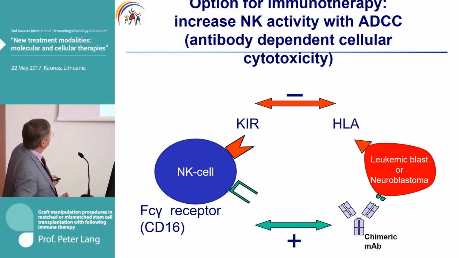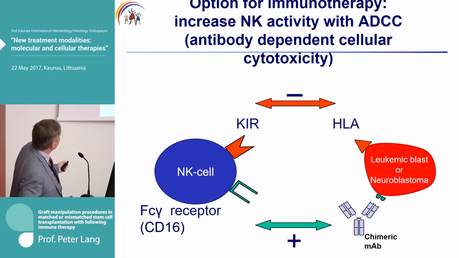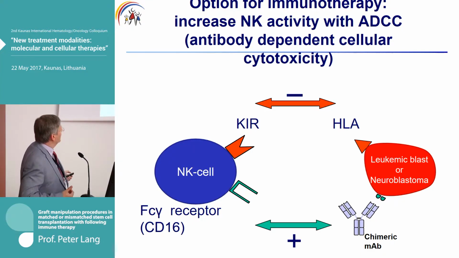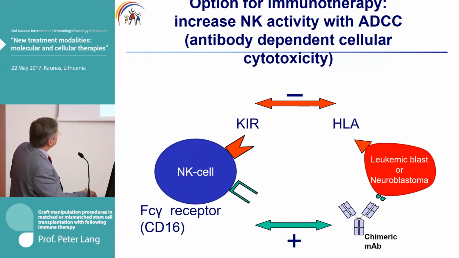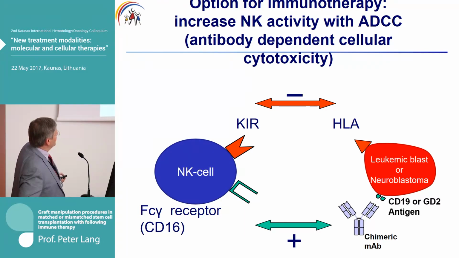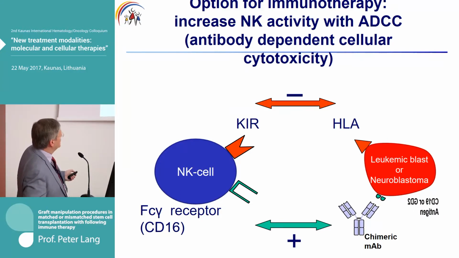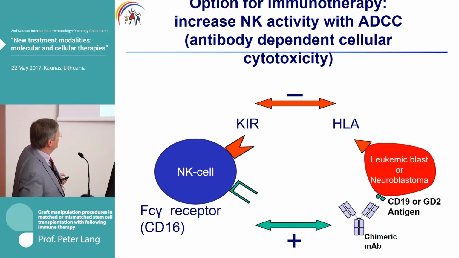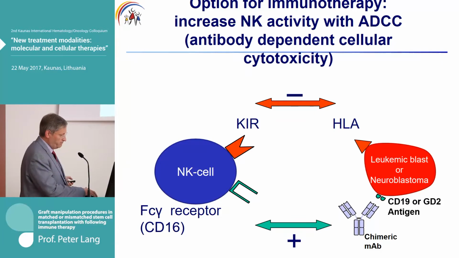with antibody-dependent cellular cytotoxicity. Sometimes NK cells are inhibited via KIR receptors if the target cell expresses cognate HLA alleles. However, if it is possible to stain the target cell with a specific antibody, for example, against the CD19 antigen or against the GD2 antigen in pediatric neuroblastoma, the NK cell can bind to the Fc part via its Fc receptor, and this inhibition will be overcome.